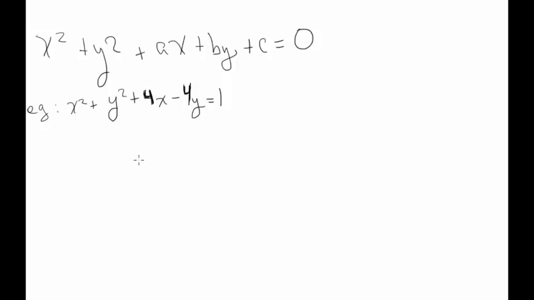Okay, so how do we graph this? Well, I said you have to turn it into standard form. So you're going to have to make it look like (x minus something) squared plus (y minus something) squared equals something. First of all, let's look at the bits with x. x squared plus 4x, can I write that as a square? No, but I can complete the square.